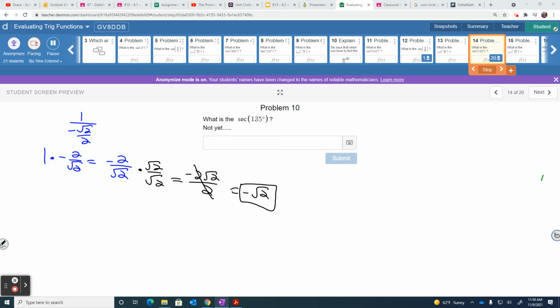So we'll practice this some more tomorrow. Tonight, I'm not going to give you homework over this because you have the unit circle quiz. So study that if you need to study that for tomorrow.